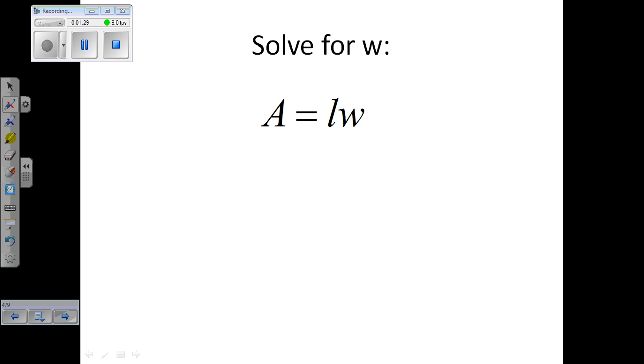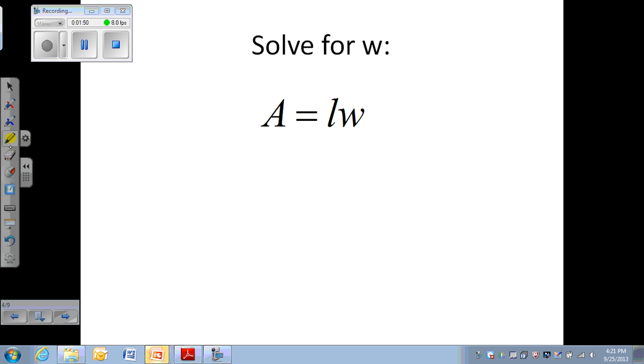I can take that formula, A equals LW, and I can solve it for W. Now this might seem a little silly because they're all variables in this case. We don't just have one variable, we have many variables. But all I'm going to do is solve for just one of them. I'm going to isolate the one that I'm interested in. So in this case, I'm interested in isolating the W.